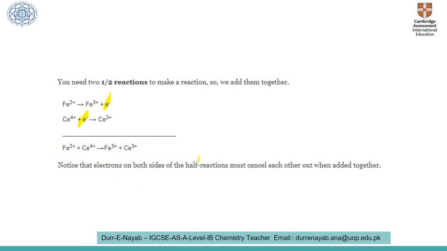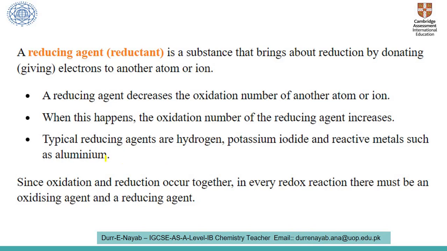So you can see this is the half net ionic reaction. Okay, now we have to talk about a reducing agent. Another name for a reducing agent is a reductant. It is an agent, a helper which helps in the reduction process of another atom or an ion.